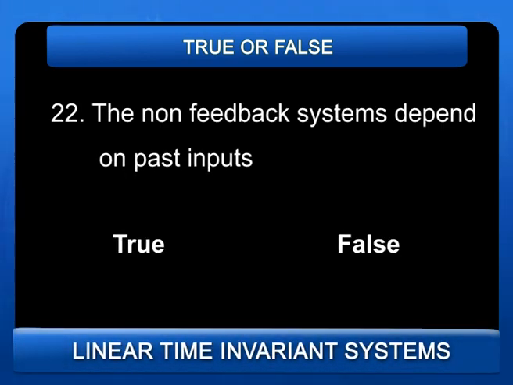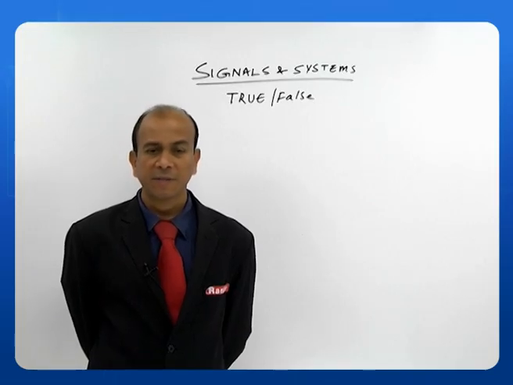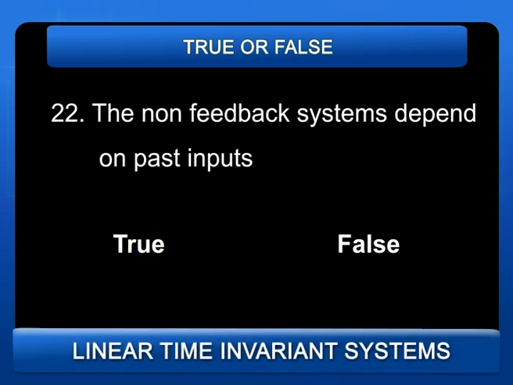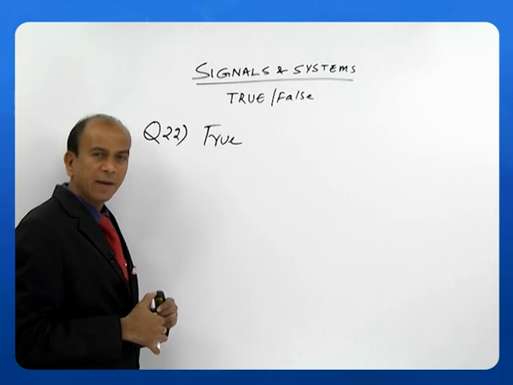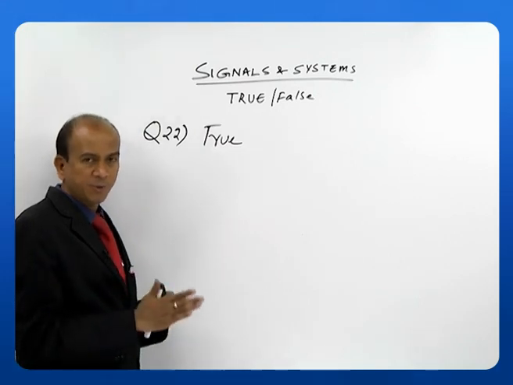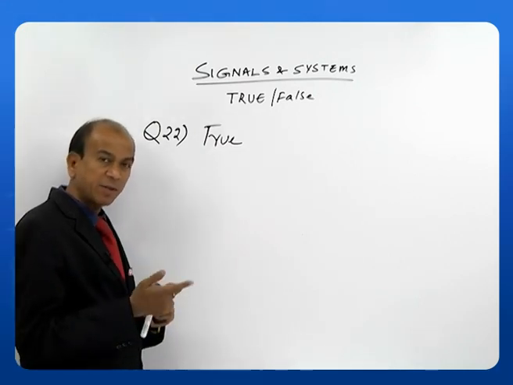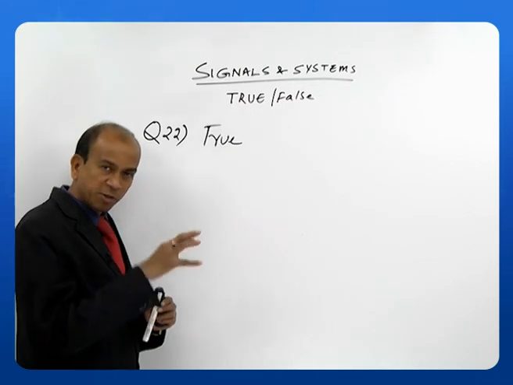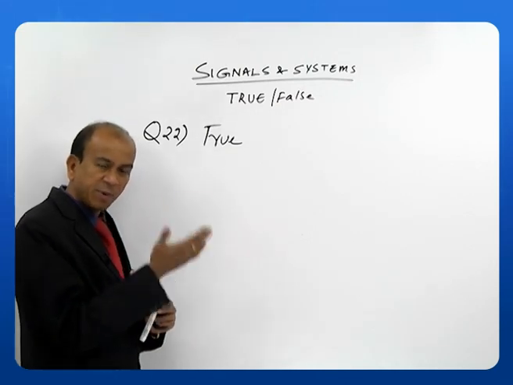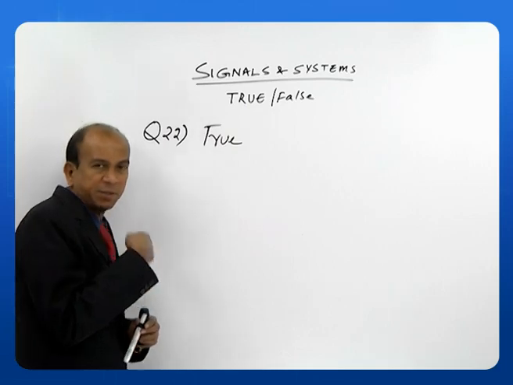22nd question. The non-feedback system depends on past inputs. So this is a true answer. That is, systems without feedback depend on past inputs. Systems with feedback depend on the present also, because the present output response is fed back to the input. So that's a feedback system.